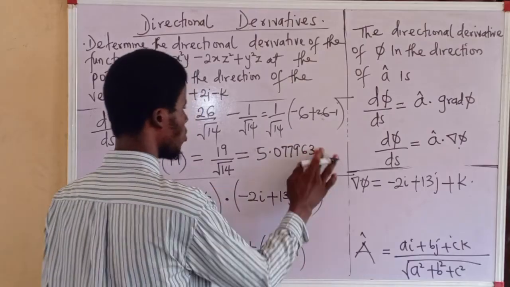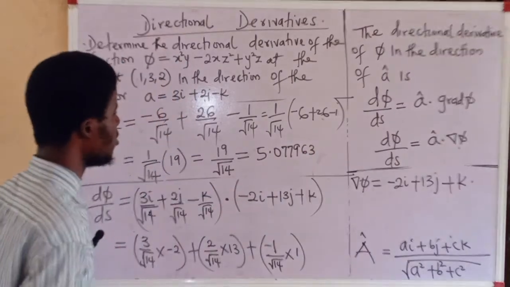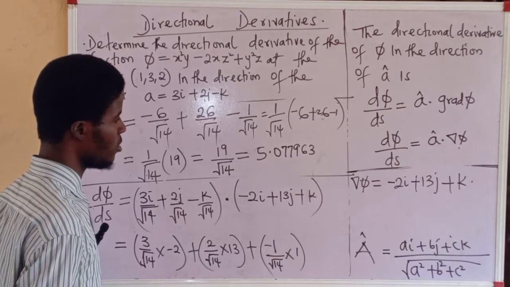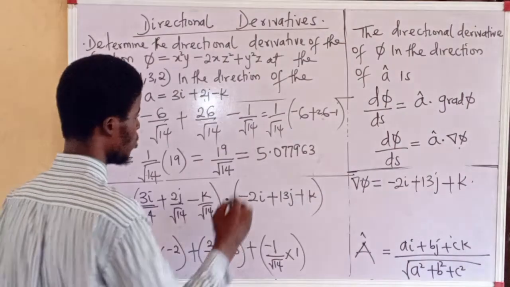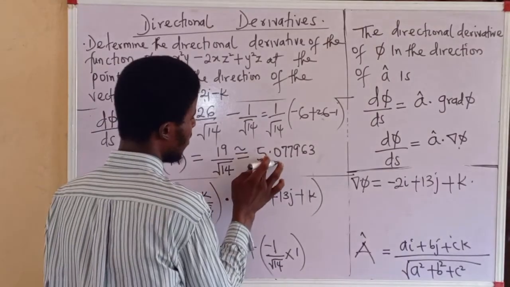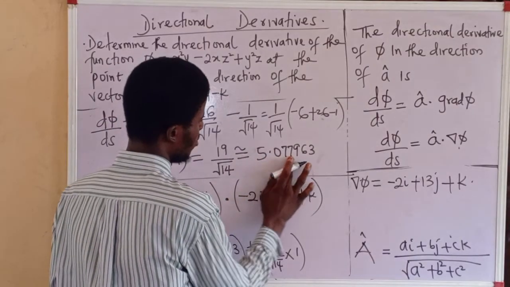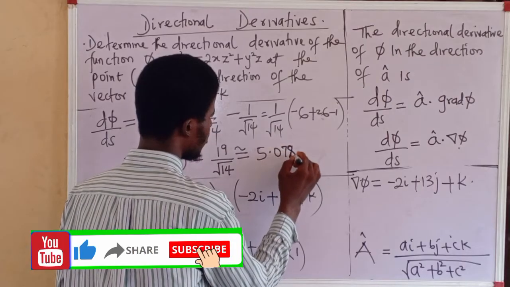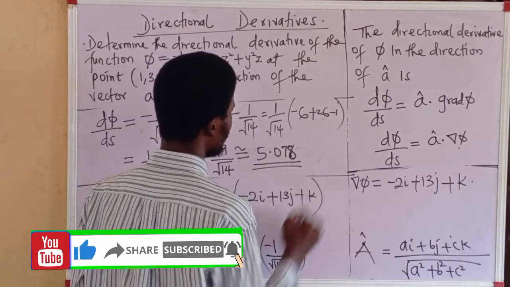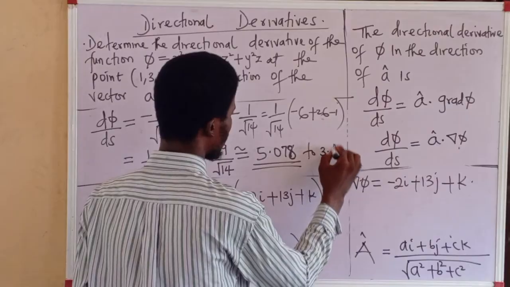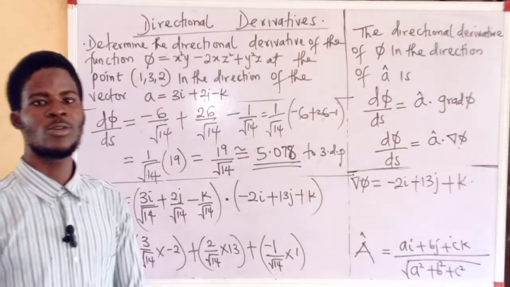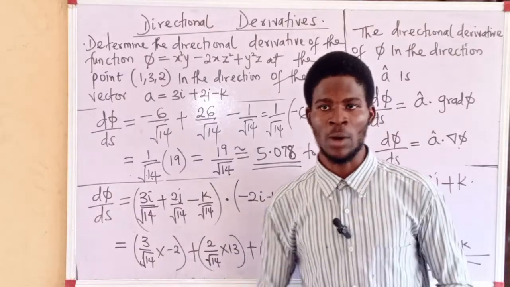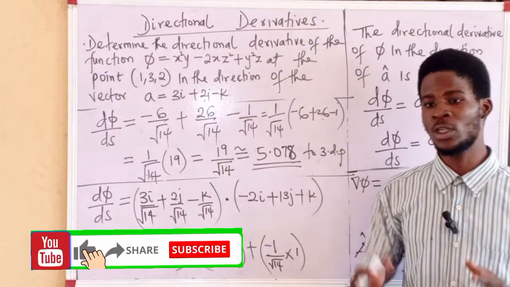That is 5.077963 and so on. If I approximate this to, let's say, 3 decimal places, we have 5.078. So this is how to determine the directional derivative.